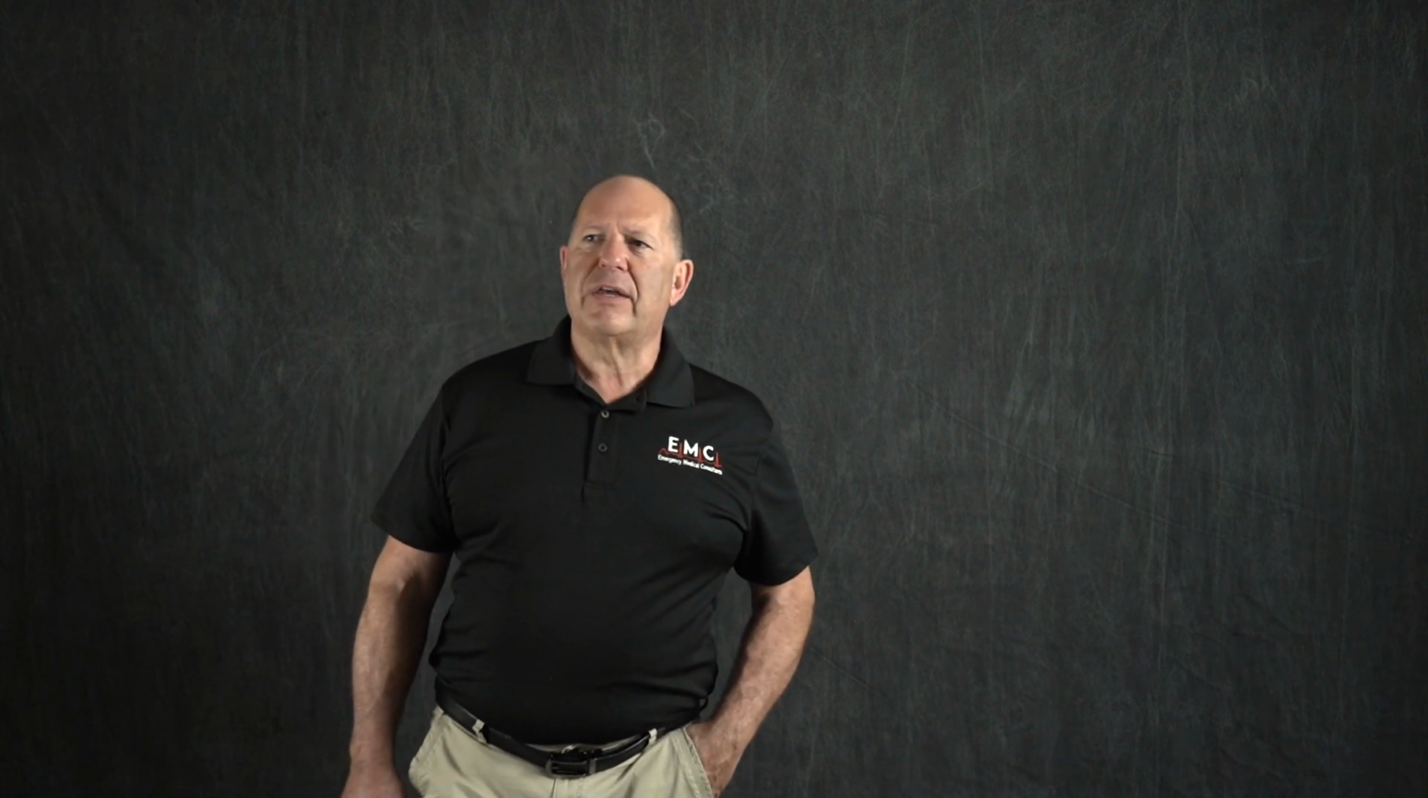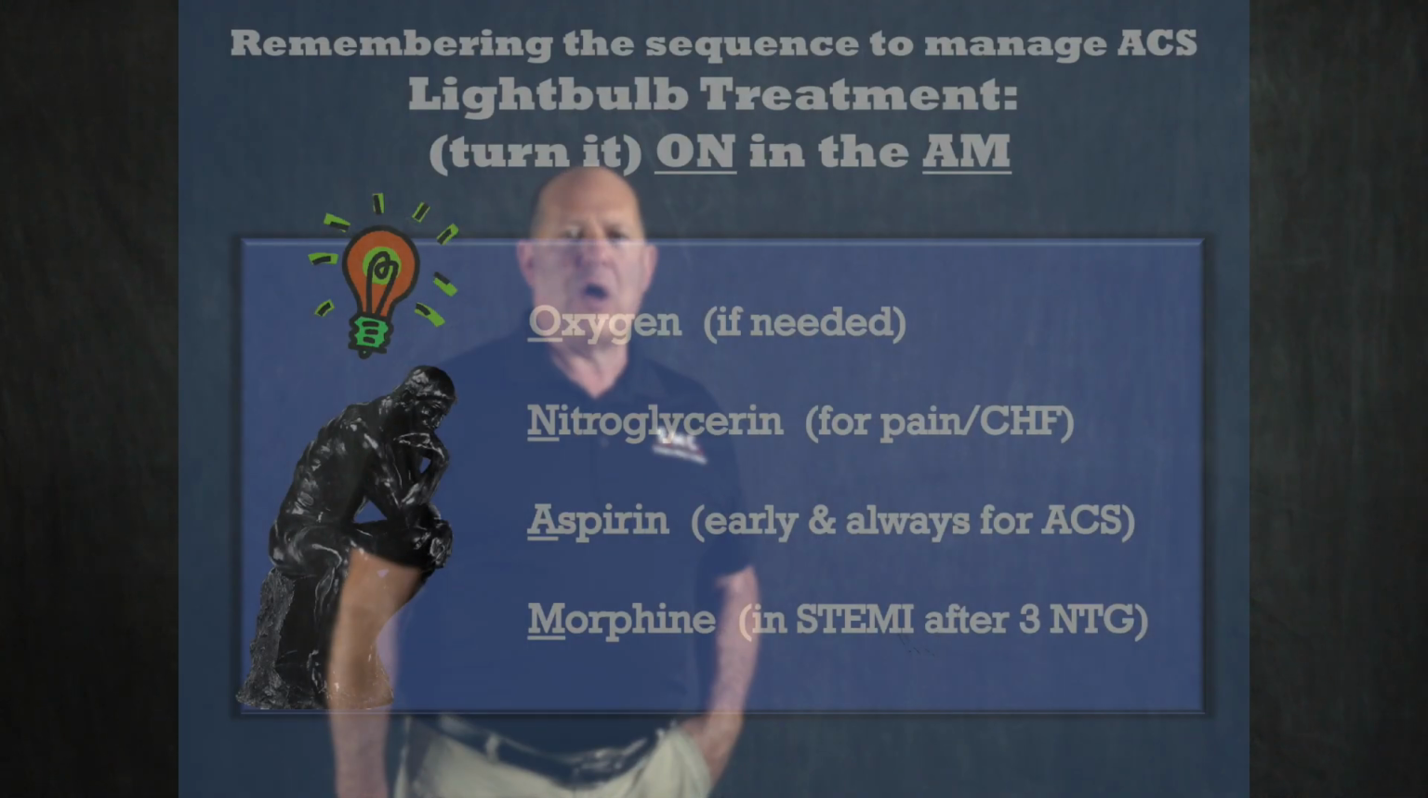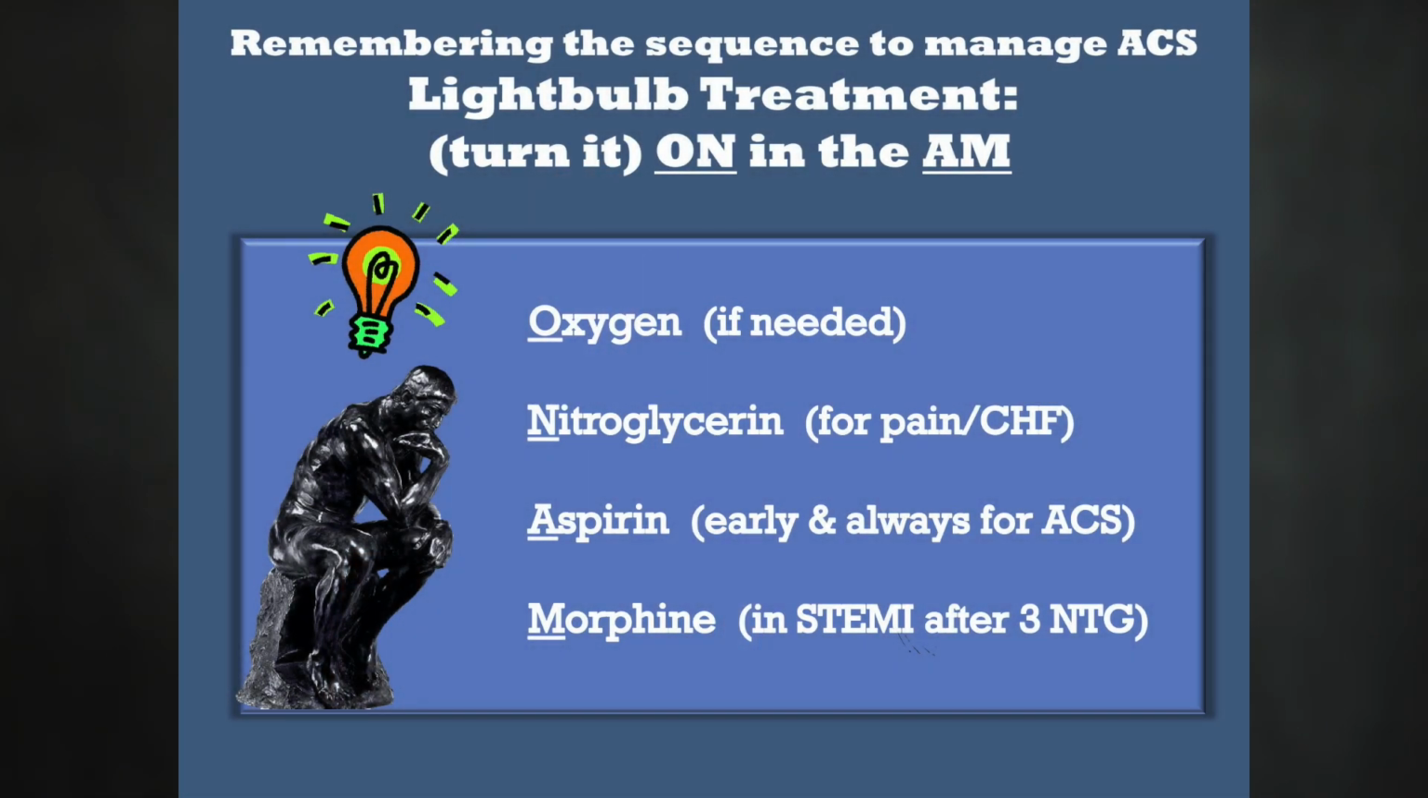So in looking at the medications we just said for treating the patient who's having a cardiac event, I used an acronym, the Lightbulb Treatment. Turn it on in the AM. That is oxygen if needed, nitroglycerin for pain or congestive heart failure, aspirin early and always unless they're truly allergic to aspirin.